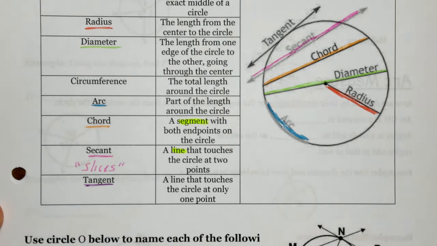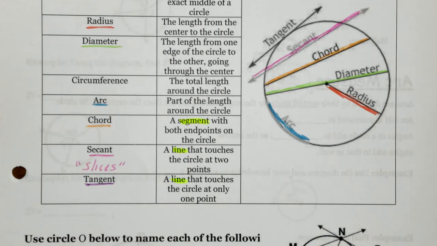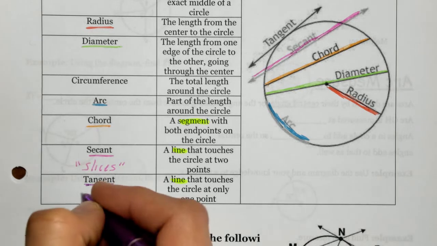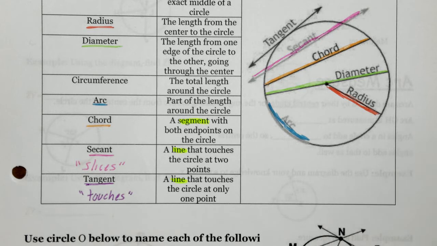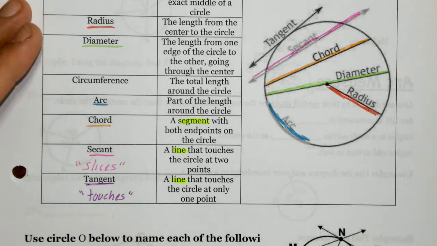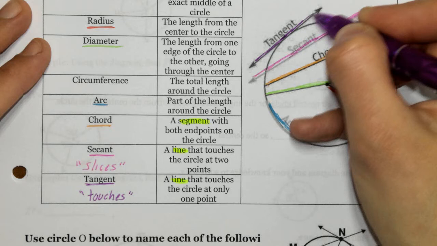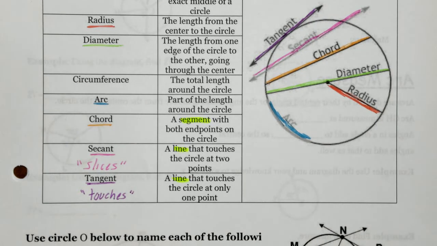Your tangent is also a line. So when we're mentioning tangent, we want to make sure that we're looking for a line. But the tangent is only going to touch that circle at one point. It's not going to go inside the circle. It's just going to brush up against it. So the tangent touches. The secant slices, the tangent touches. That's the difference between these two lines. So we'll put touches here. And we can outline or trace our tangent. So now we have beautiful colors on our notes.